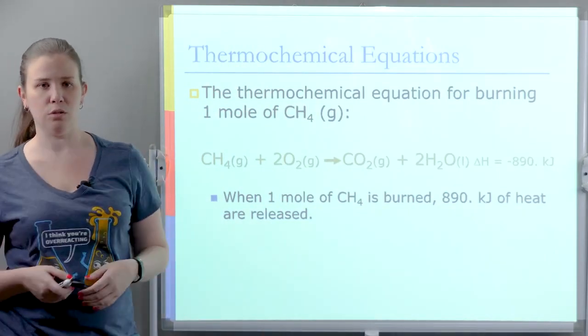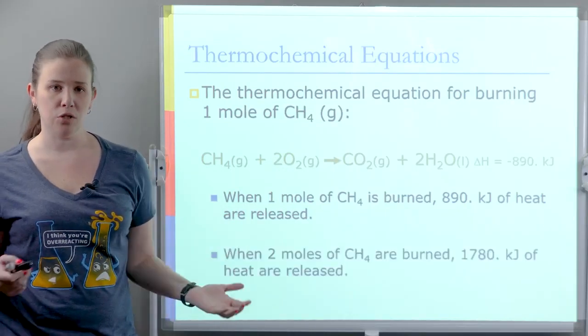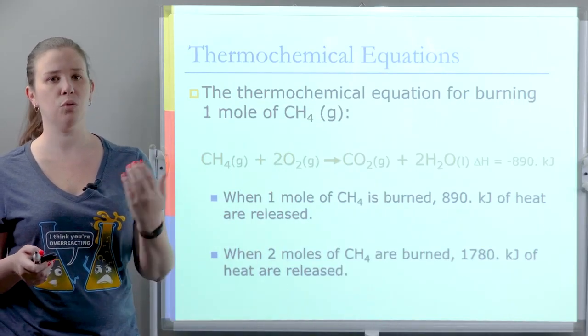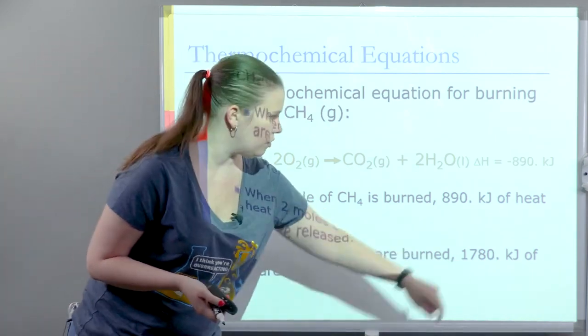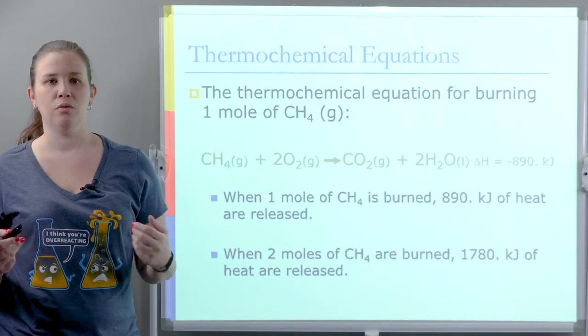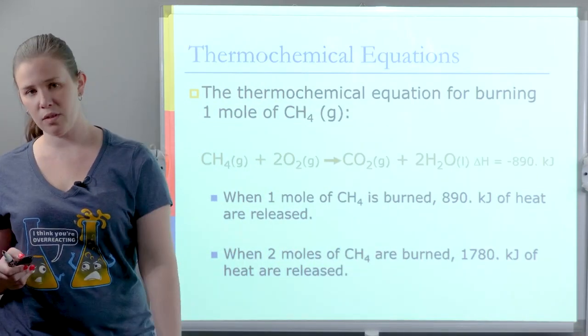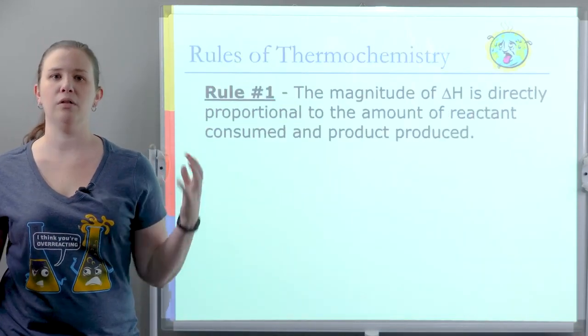Then how much energy would you produce? Well, combustion of 2 moles of methane would produce twice as much energy, or 1780 kilojoules. So if I had 3 moles, I would get 3 times the amount of energy. It's all about the proportion.